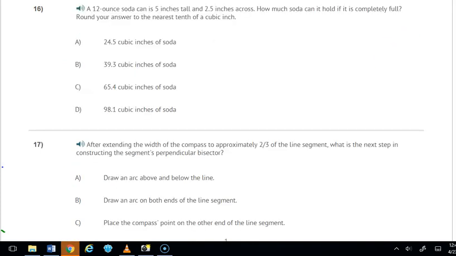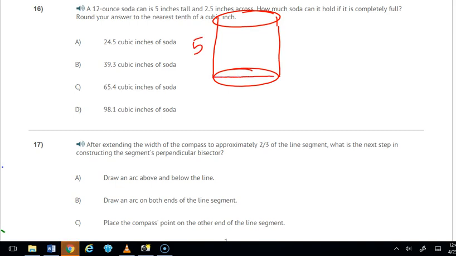Number 16 says a 12-ounce can is 5 inches tall and 2.5 inches across. How much soda can it hold if it's completely full? Round your answer to the nearest tenth of a cubic inch. So on this one, we've got a can of soda that is 5 inches tall and it's 2.5 inches across. Now, we don't use a diameter, but we do use a radius. And so if we have the diameter, we're going to do 2.5 divided by 2, and that gets us 1.25.